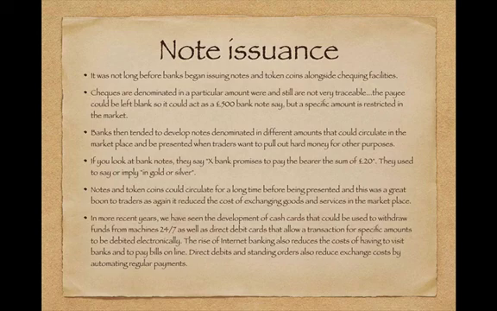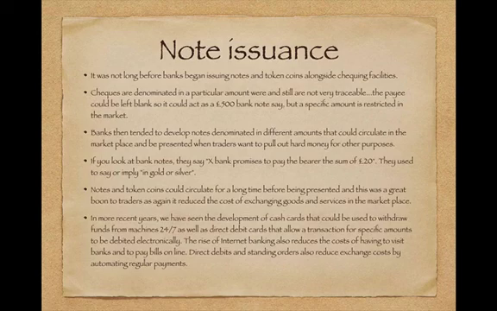Now, it doesn't matter historically whether this was done by a government bank, like a nationalised bank, a Royal Mint, for example, or by the commercial banks. That doesn't matter, right? We're looking at the economic principles here. Now, checks are pieces of paper, obviously, denominated in a particular amount. They were and still are not very tradable. The payee could be left blank, so it could act as a £500 banknote, say, but a specific amount is rather restricted. So if I write a cheque for £4.99 for you, you're not likely to be able to find many transactions that are worth £4.99 if we leave the payee blank, right?